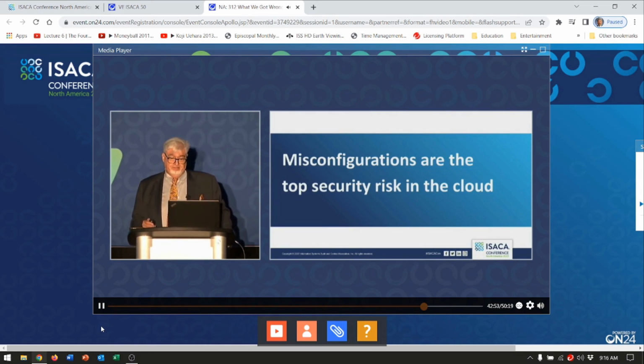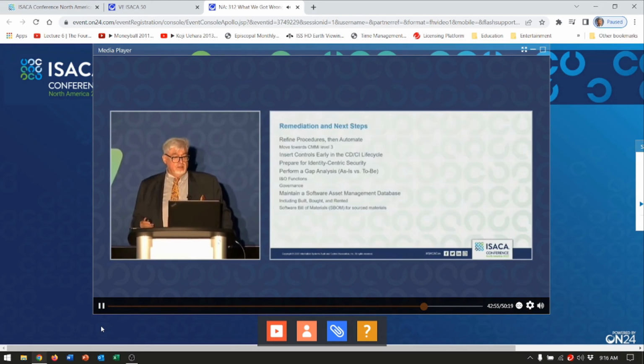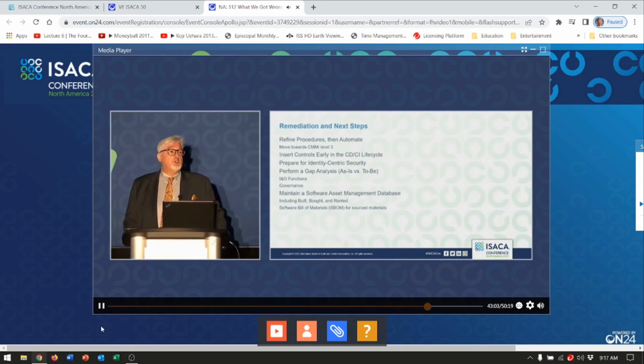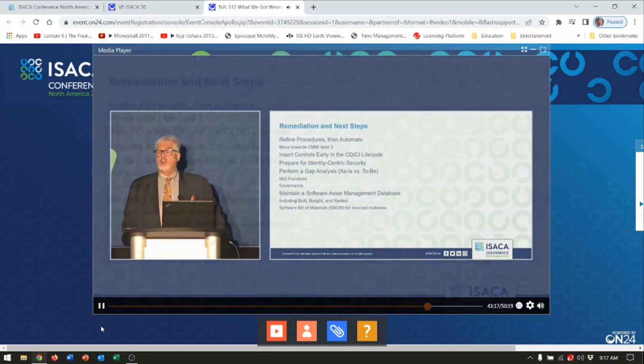Misconfigurations. So, what do we do about it? Two slides on what we can do about it, and then they'll get the questions. Clarify your procedure and then automate. Clarifying the procedures is the prerequisite. If you automate a mess, you get an automated mess. Get to CMMI level 3, and you don't get there and stay there because you're lucky. You get there and stay there because you insist on staying there despite pressures.